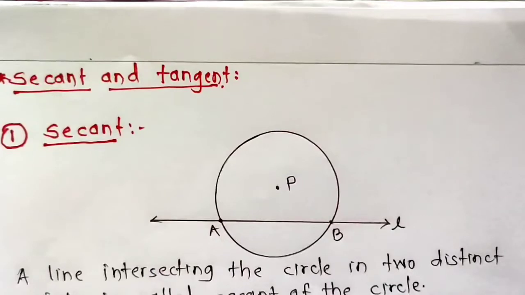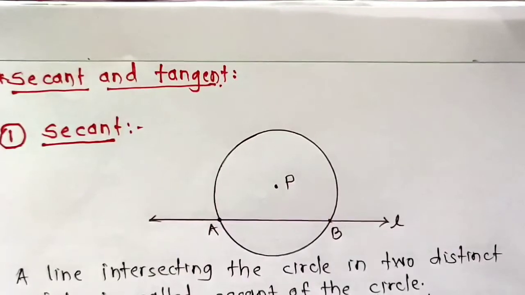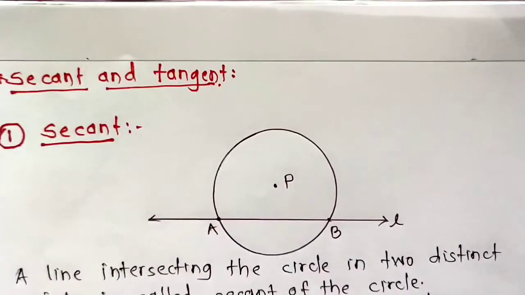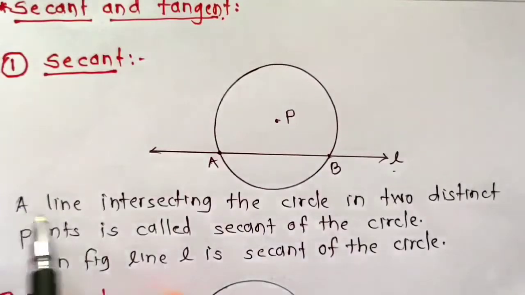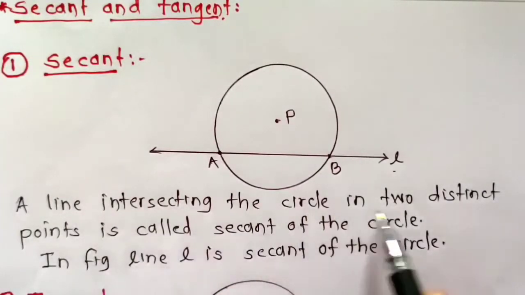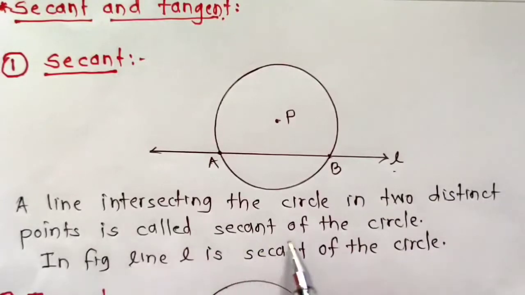Now the next concept is secant and tangent. When can we call a line a secant, and when a tangent? In this figure, observe the circle having center P. This line L intersects the circle in two distinct points. If a line intersects the circle in two different points, then it is called a secant of the circle. So we can define it: a line intersecting the circle in two distinct points is called a secant of the circle.